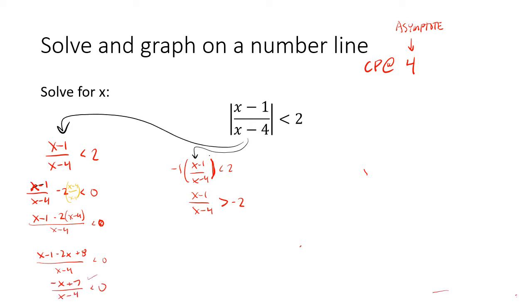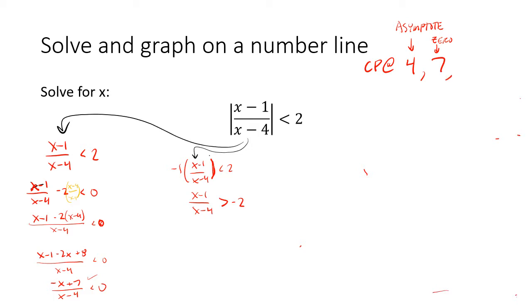So the 0 on the numerator there would be 7. So we have another critical point. If x was 7, the numerator would be 0. So 7 is a 0. Okay, these are all going to be open circles anyway because it's not an or equal to, but we identified another 0.